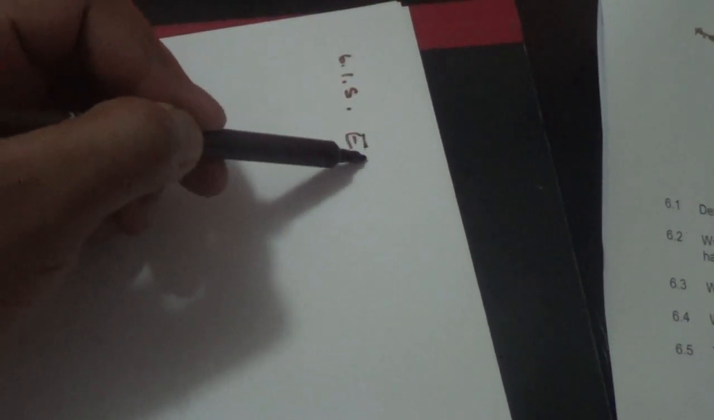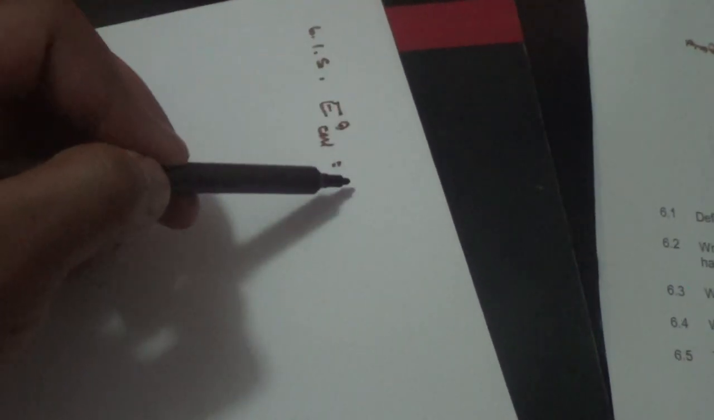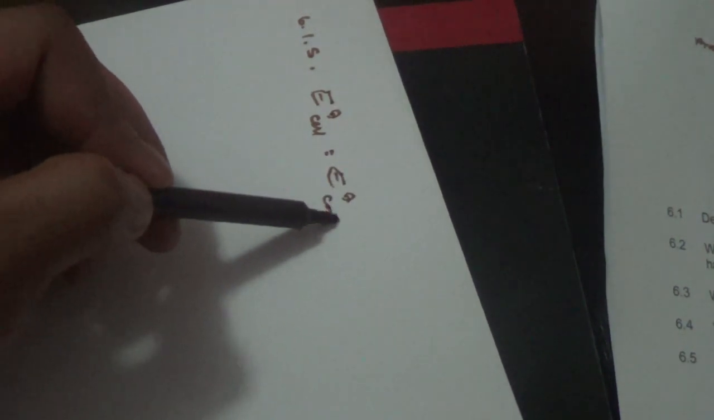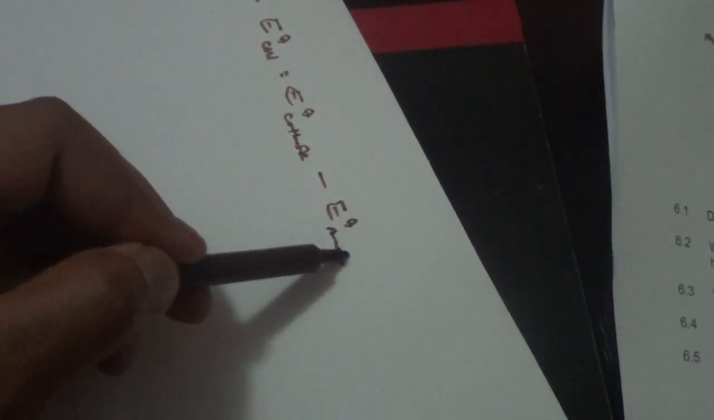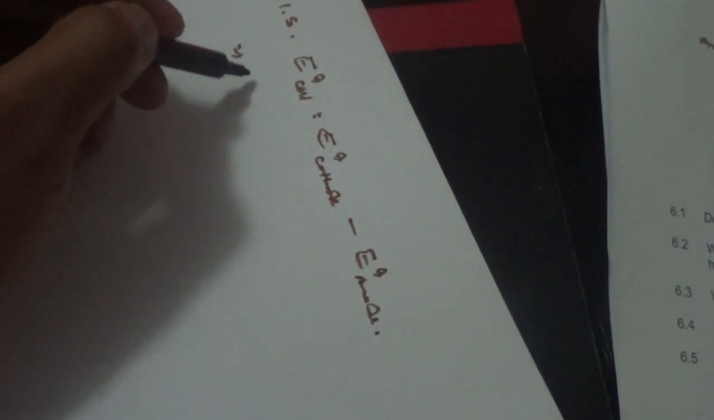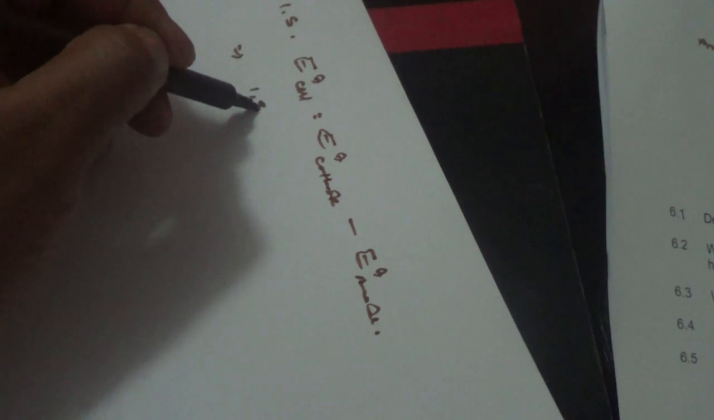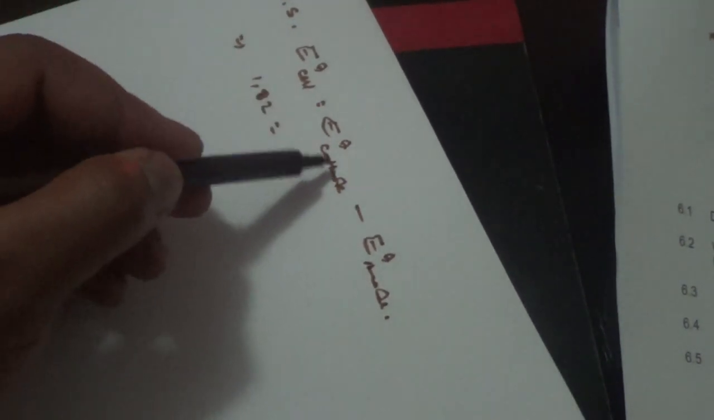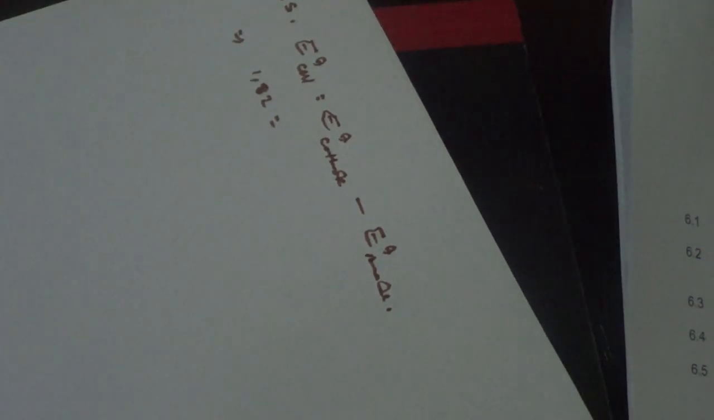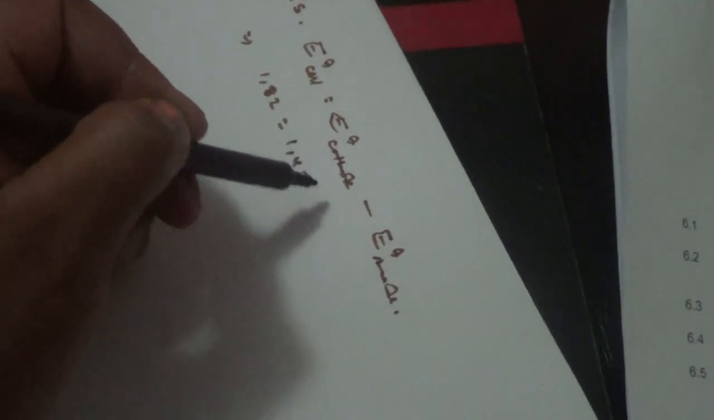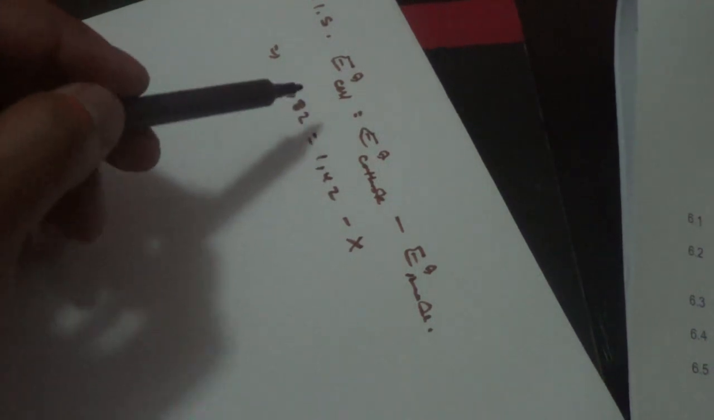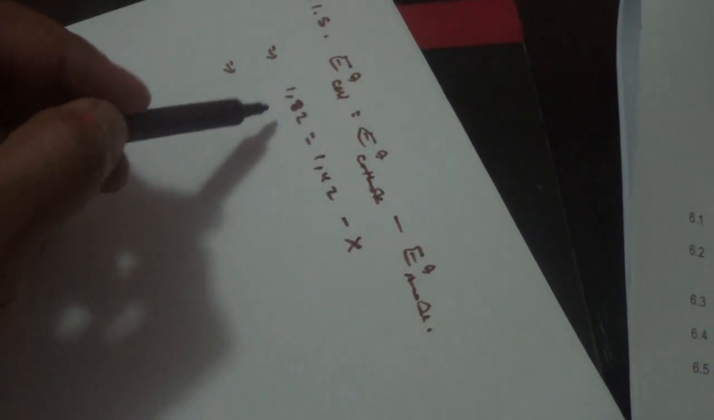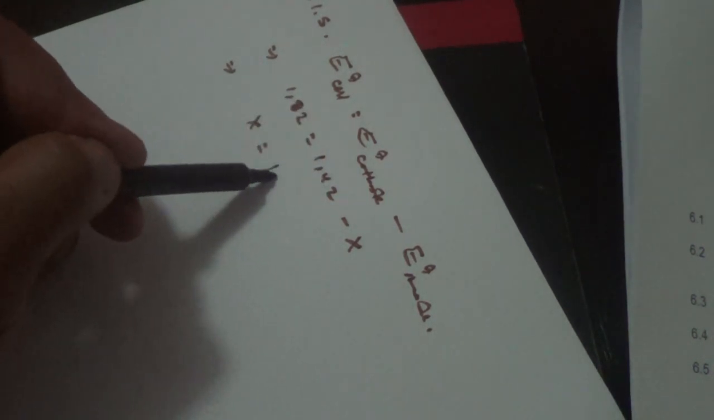6.1.5. So we know that the E cell is given by the E of the cathode minus the electrode potential of the anode. Okay, great. So this implies that 1.82 is equal to, now what is that one for gold? Plus 1.42 minus X. We'll just put X in there. Now, if we want to do this properly, we transpose X to the other side, and we transpose this one to this side.